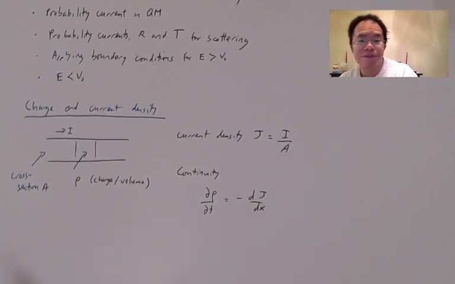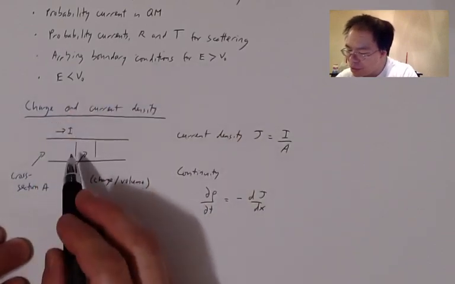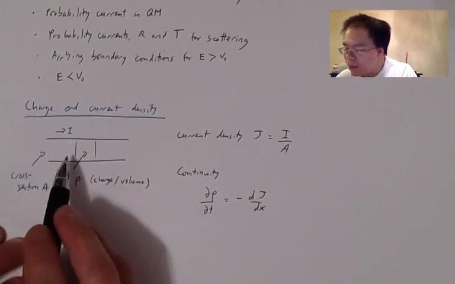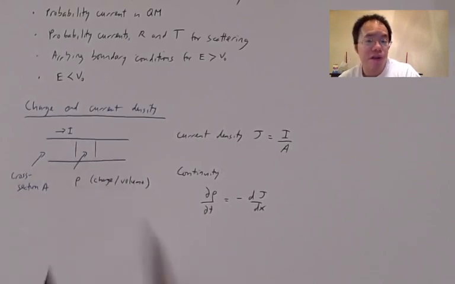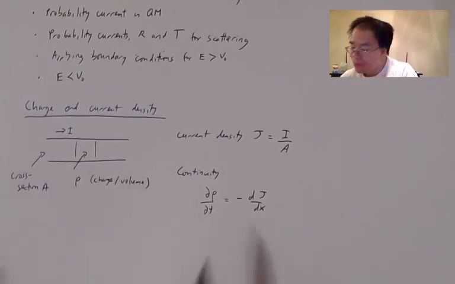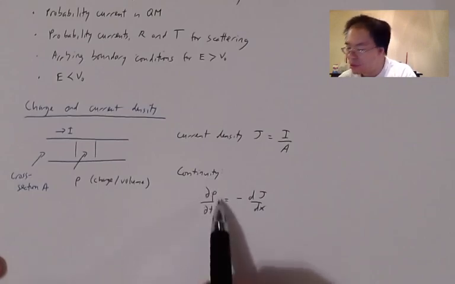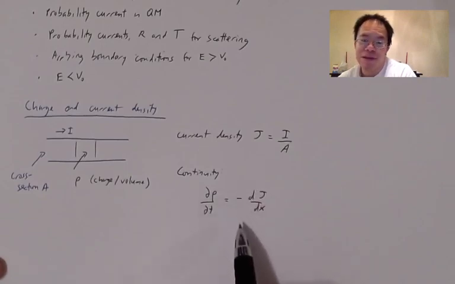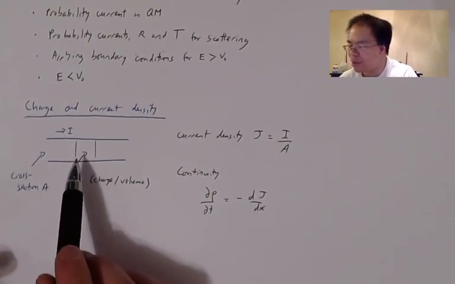However, if there's some sort of spatial variation in the current, so for instance, if the current was larger on the left than here on the right of this imaginary volume, well, if there's more current flowing in here than it's flowing out here, you would probably think that the charge inside this volume is going to go up. And that's exactly what this says. So the rate of change of the charge in my volume is equal to how quickly my current density varies spatially. And there's a minus sign here because of the situation I just talked about.